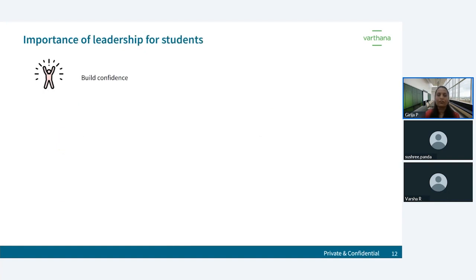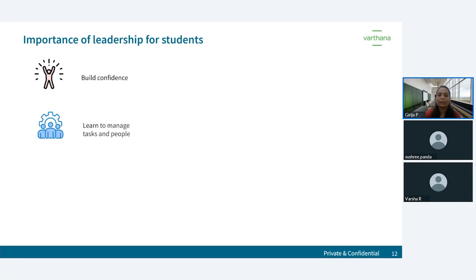First, it will build confidence. If you're taking any role at your college level, you're coming out of your comfort zone and trying new things, so you have the confidence to face any situation. Then through this leadership, you will be working with a lot of people, your colleagues, friends, and classmates. You learn how to communicate with them, and it will enhance your problem solving skills.